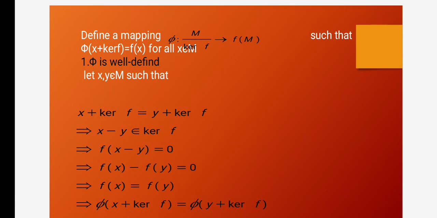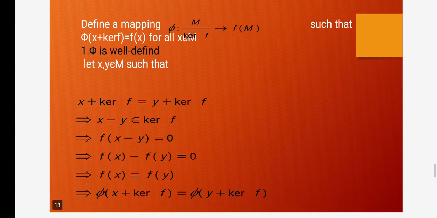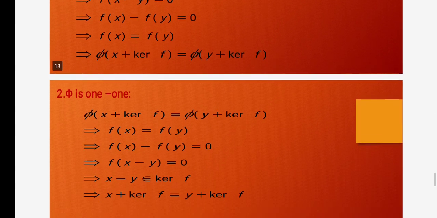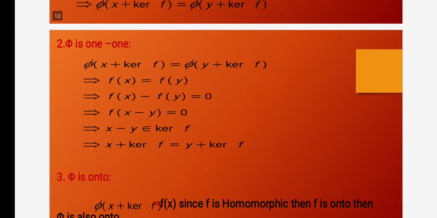Then we consider the mapping. We put the values of f of x and f of y. That is phi of x plus kernel f equals phi of y plus kernel f. The mapping is well defined. This shows that our mapping is well defined. Then we start to show it is an isomorphism. Let's begin. Phi is one-one.